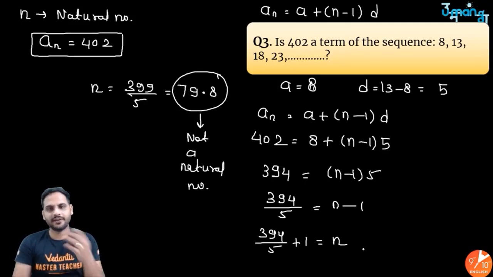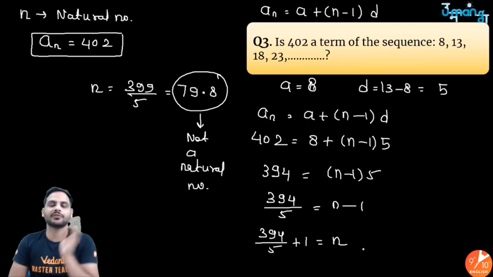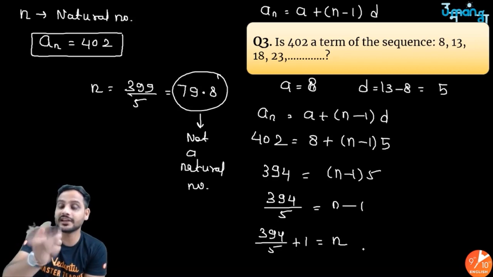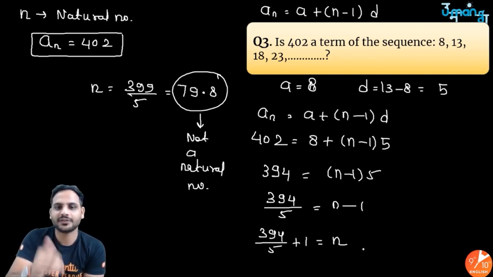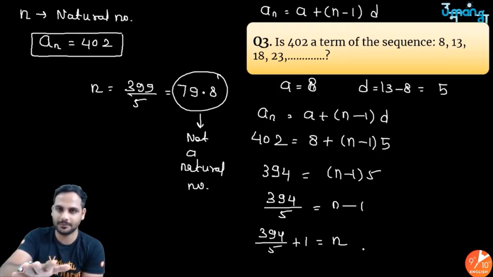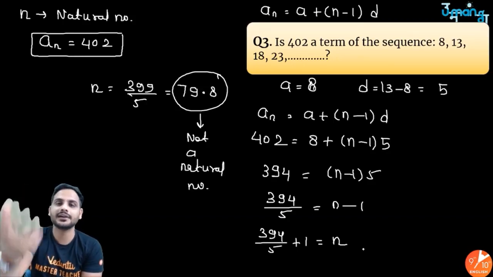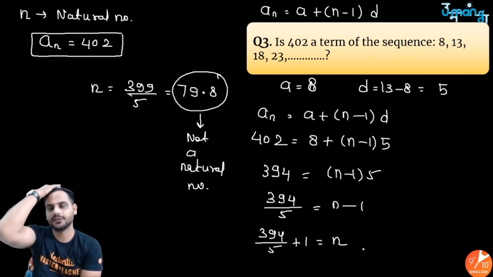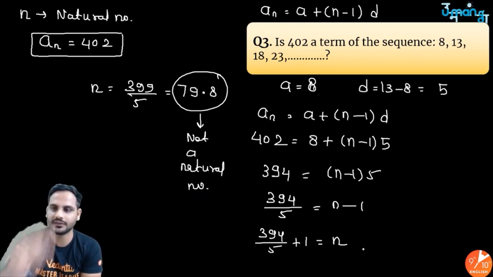Got it? If I had got the value of n as 80, then in that case I can say, sir, 402 is the 80th term. Got it? So since I'm getting the value of n as 79.8, I can clearly say, sir, this is not a term of this AP, because n will be a natural number if it is a term of this AP. Got it? So 402 is not a term of this sequence.